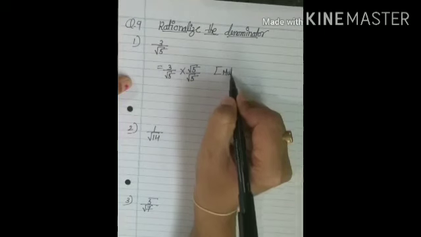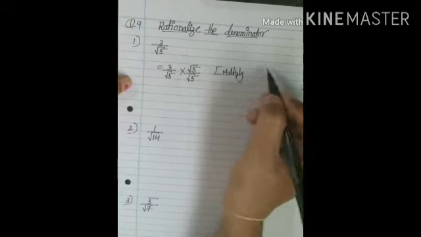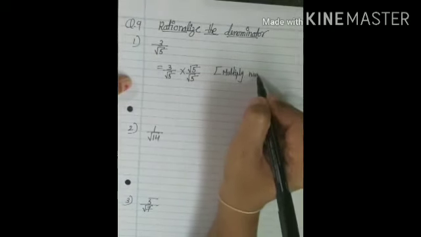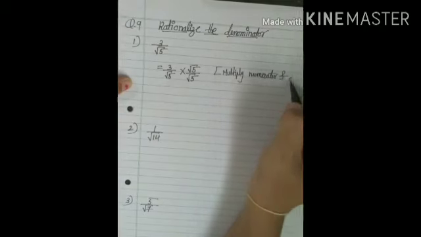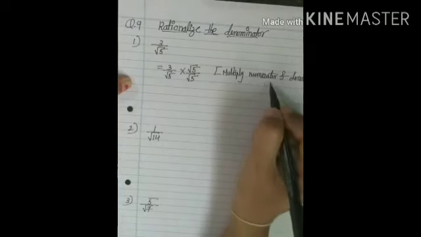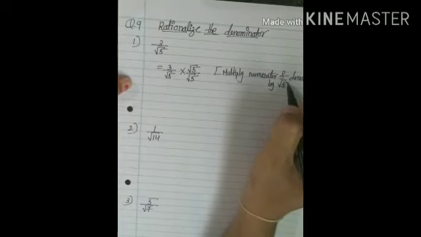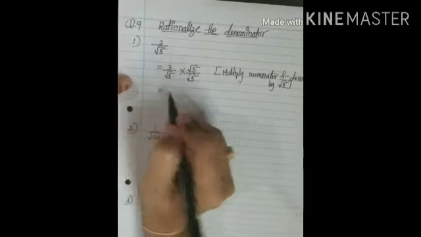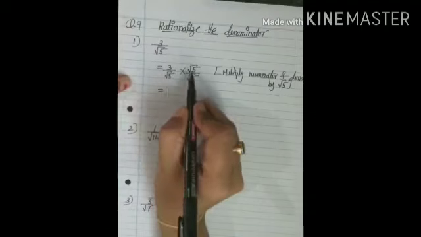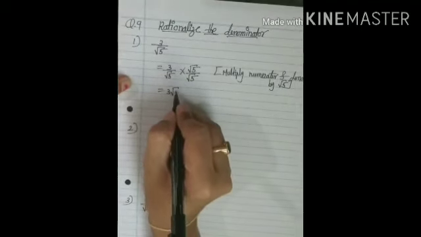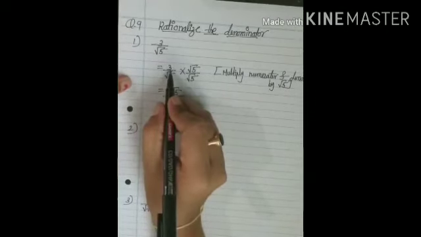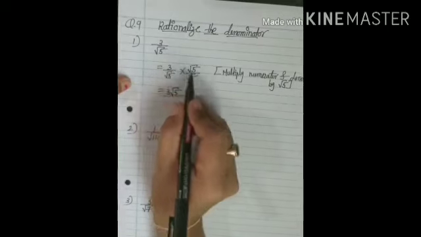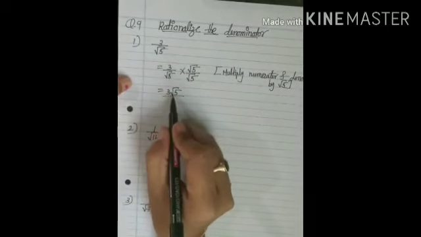So here in the bracket write down: multiply numerator and denominator by root 5. Now, children, you have to do the multiplication. 3 into root 5 you get 3 root 5. We can't multiply these two because this is without root and this is with root. So you get 3 root 5.